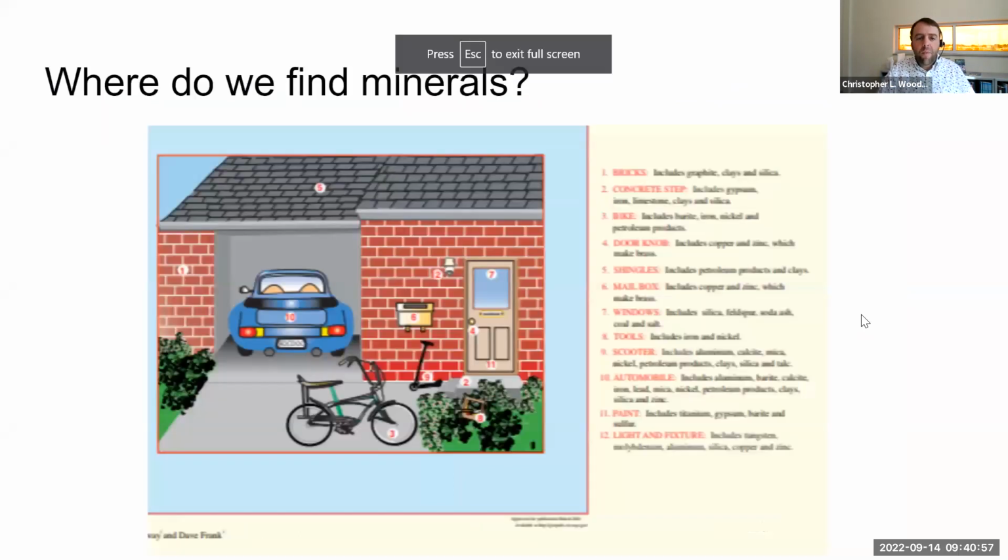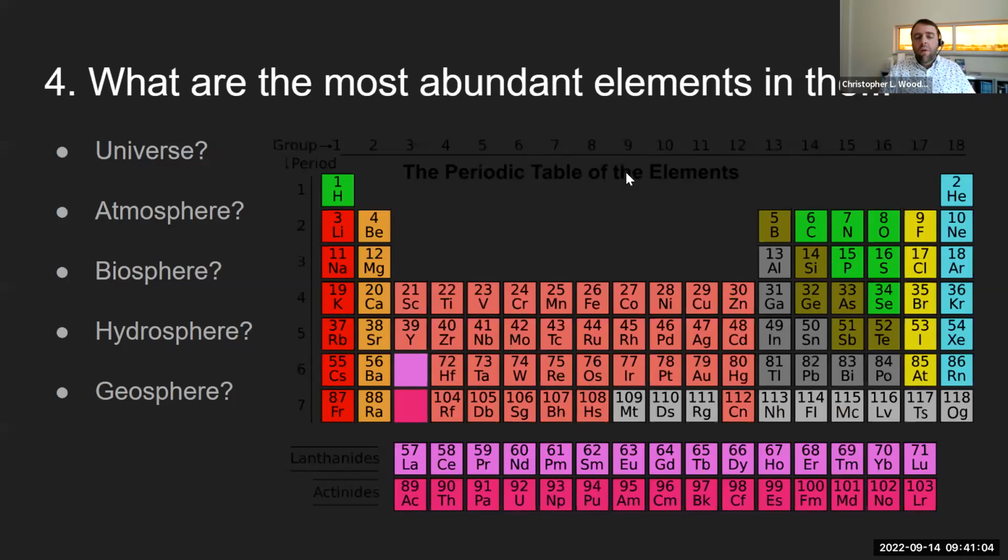All right. Oh, the brick in your house, the tiles on your roof, all of those are also made of different minerals. So in class, we did this activity, but let's just review. What are the most abundant elements in the universe, the atmosphere, biosphere, hydrosphere, geosphere? So we'll start with the big one, the universe. It's hydrogen and helium. That is the primary elements of stars. And of course, stars make up most of the solid matter of the universe that we can see. There's also this exotic matter out there called dark matter, but in the universe, it's hydrogen and helium.